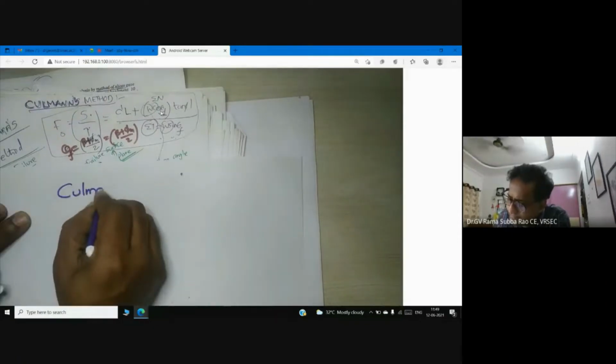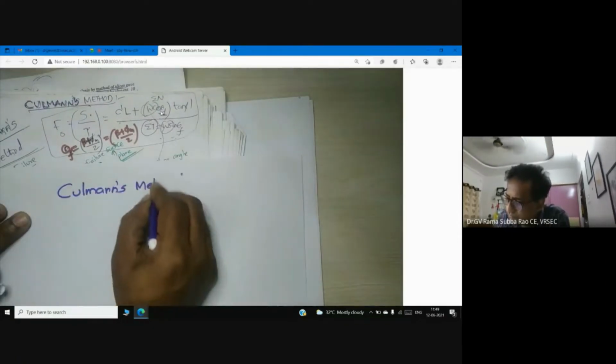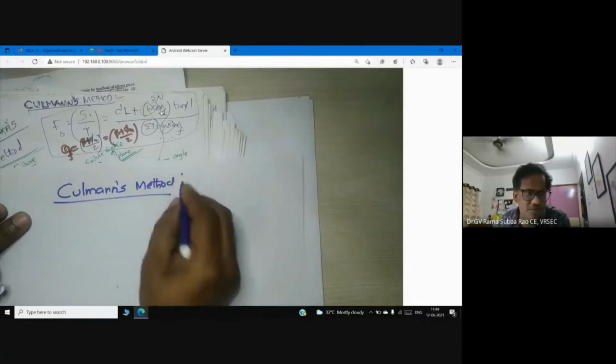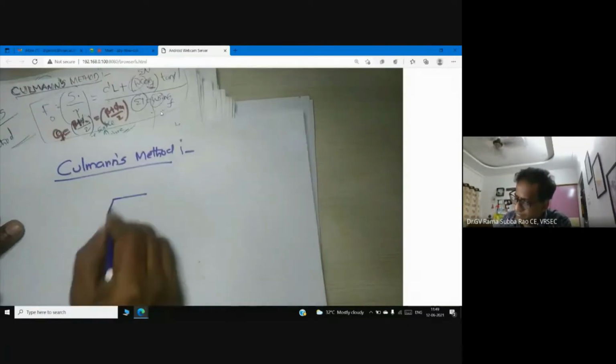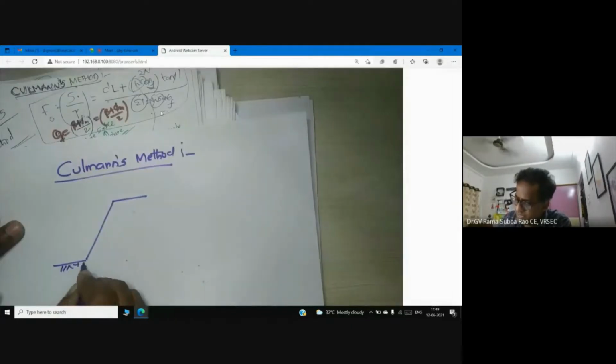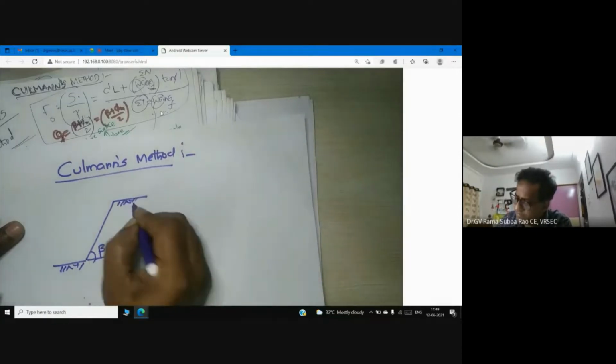Culmann's method. It is a very simple method. So you take one slope, okay, draw the slope to the required scale because you cannot draw the entire height of the slope.